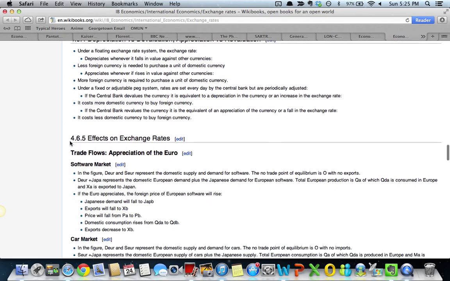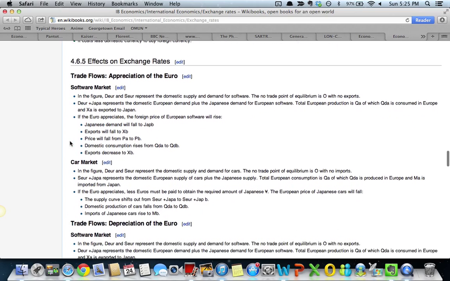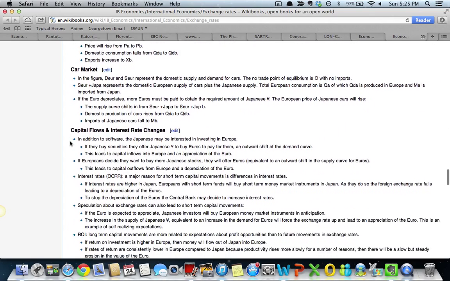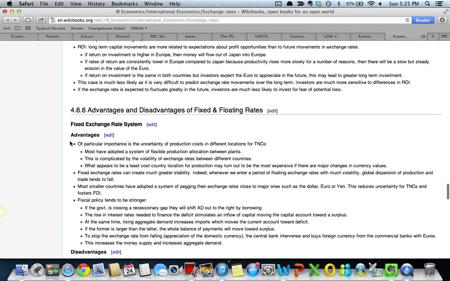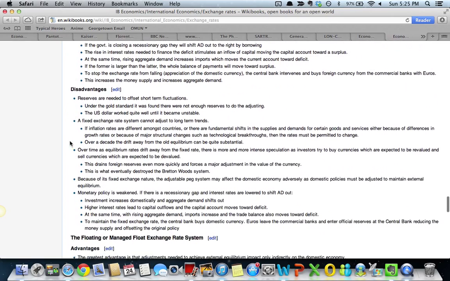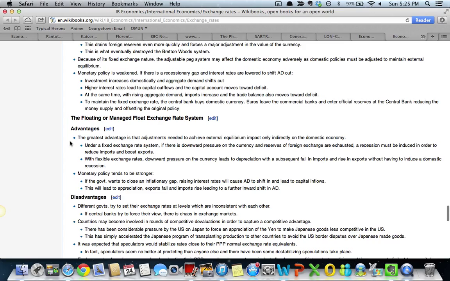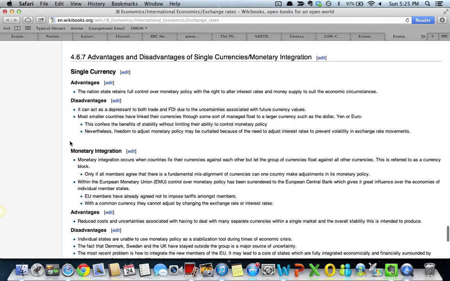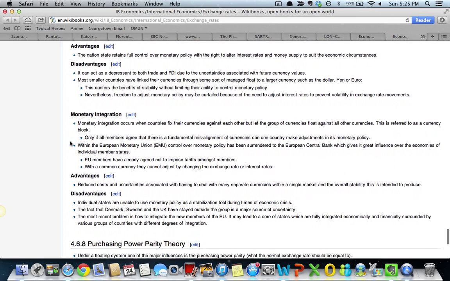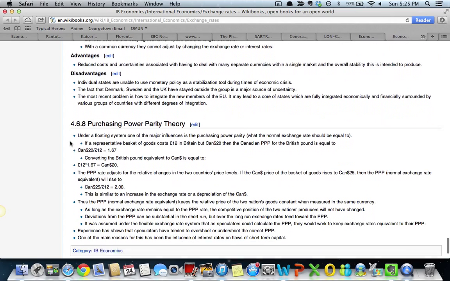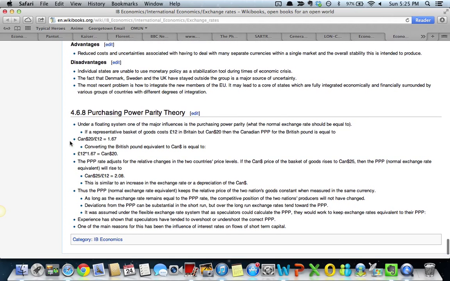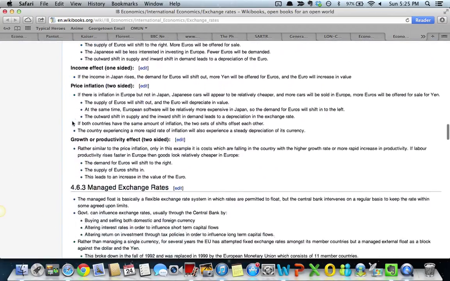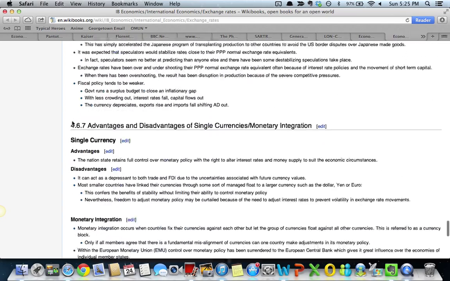Depreciation versus devaluation, trade flows, software market, car market, depreciation. I think these are just a bunch of examples that they've given that take up too much space. Don't forget you can always just pause it, or stop it or mute it or whatever works for you. There's a lot of evaluation stuff here. I don't think I ever had to do much of this for standard level, but yeah, you see it's a ton of information.